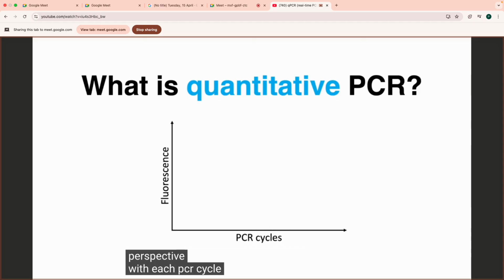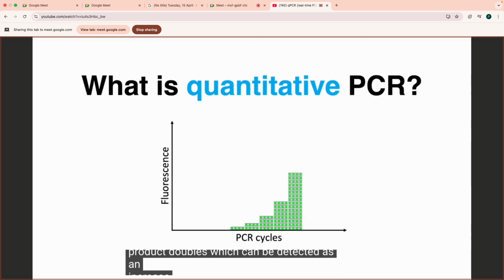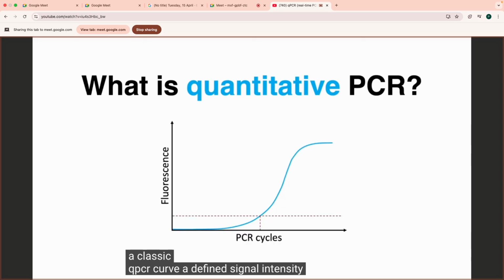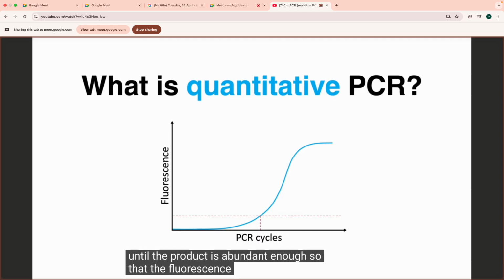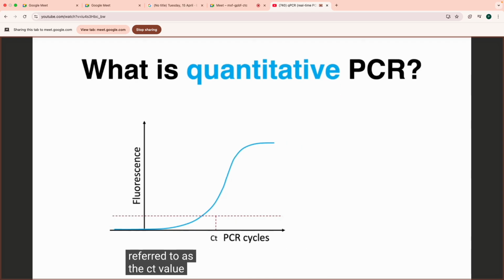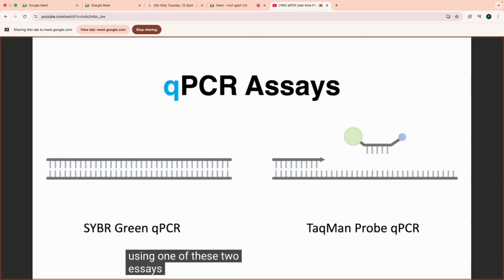With each PCR cycle, the amount of PCR product doubles, which can be detected as an increase in fluorescence. This generates a classic qPCR curve. A defined signal intensity has to be exceeded until the product is abundant enough so that the fluorescence is detectable over background. The cycle number at which enough amplified product has been accumulated to exceed that threshold is referred to as the CT value. qPCR is mainly performed using one of these two assays.